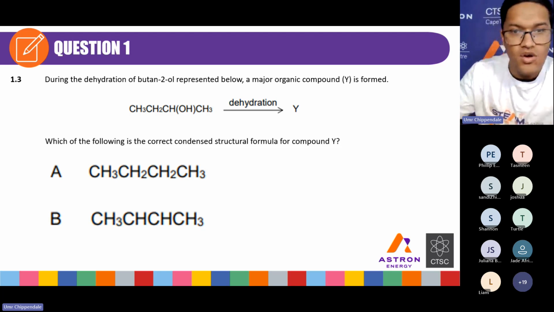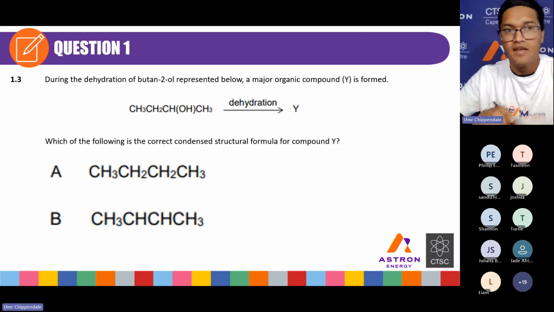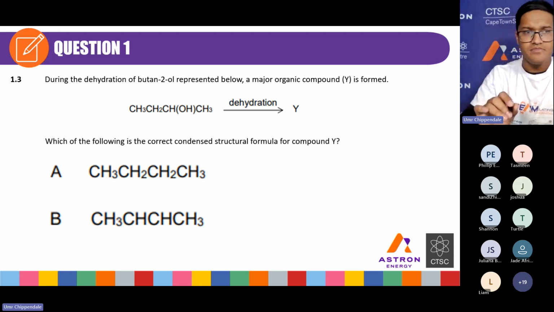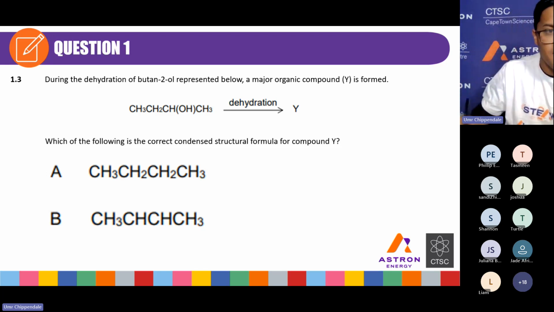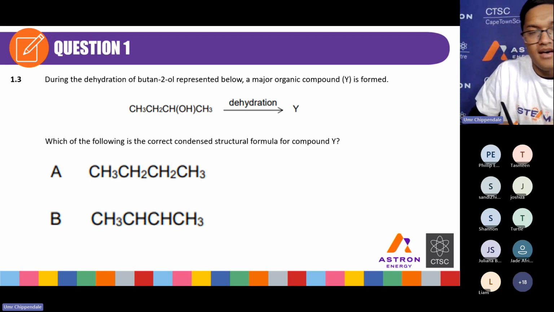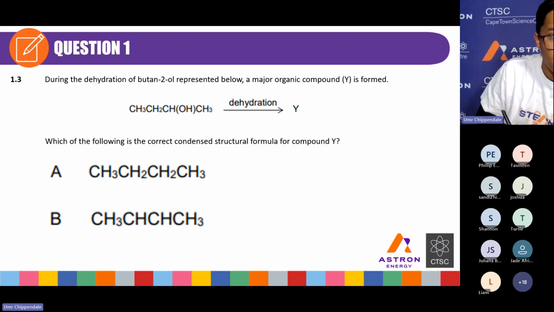When we have a condensed structural formula, the first thing you always do is write it out as a structural formula to make sure you know what is happening. So before I write down the structural formula of my options, let's write down the structural formula of the question given to us.